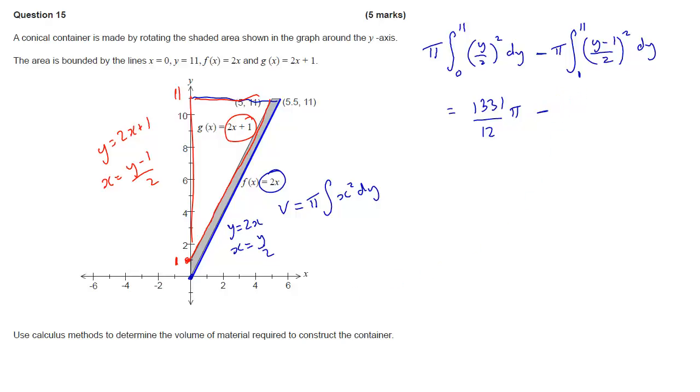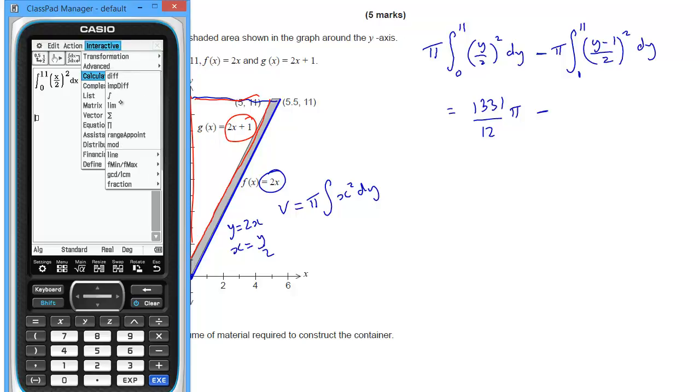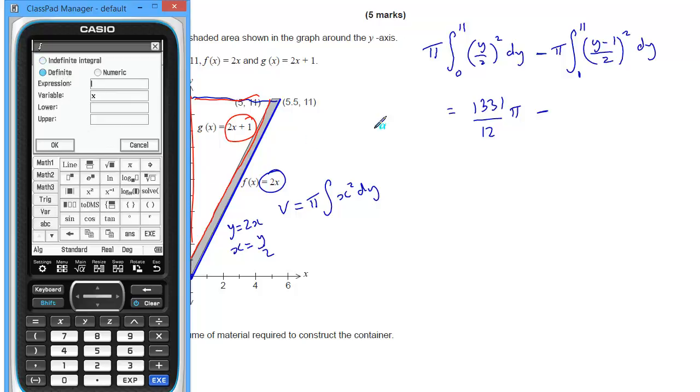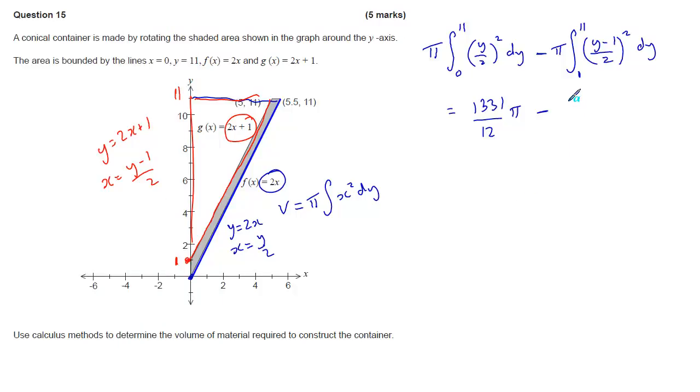And then for this next one, we'll do the integral. It's got to be a definite integral again. This time it's going from 1 to 11. And the expression is going to be (x take away 1) squared divided by 2 squared, which of course is 4. So that gives me 250 over 3 pi.